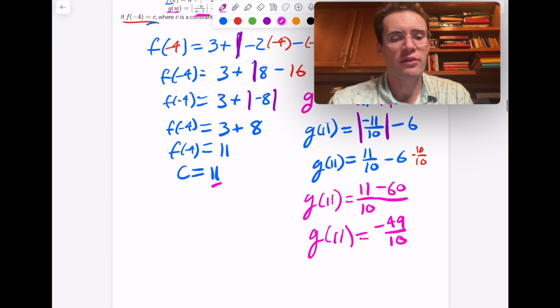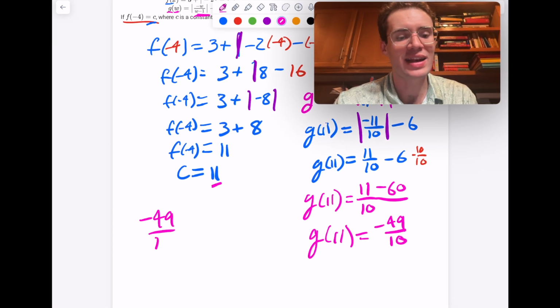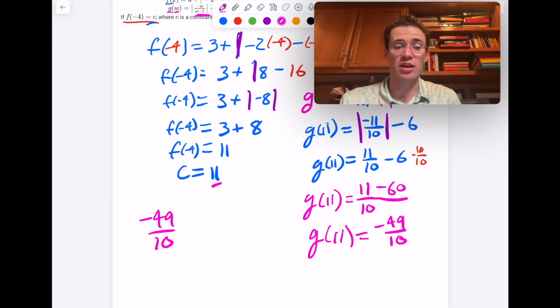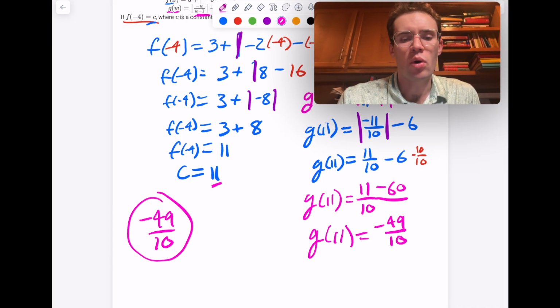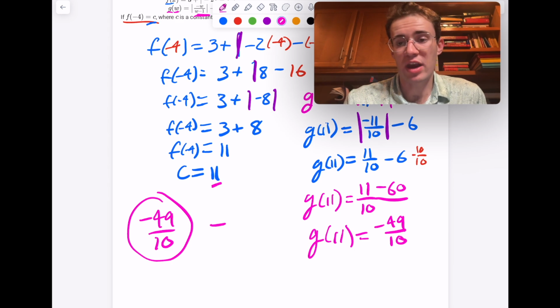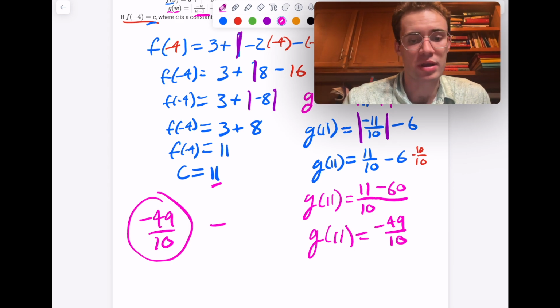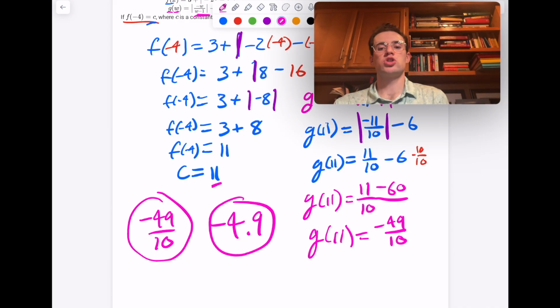All right, so -49 over 10, you can write it like that. That is fully simplified. 49 is 7 times 7. 10 doesn't have any 7s in it as factors. So that answer is acceptable. Or if you want to put it as a decimal, right, dividing by 10, you just move the decimal place over 1, so it'd be -4.9. Right? Either of those answers should be acceptable.